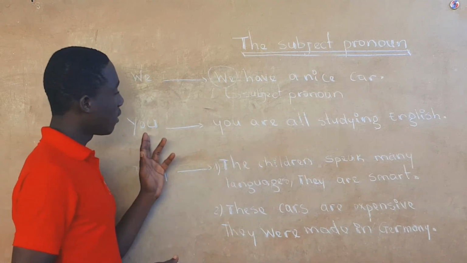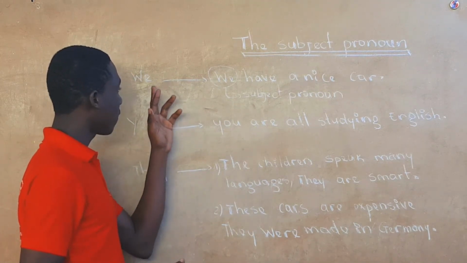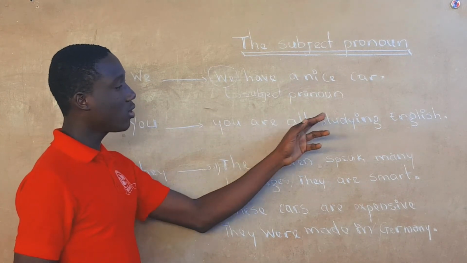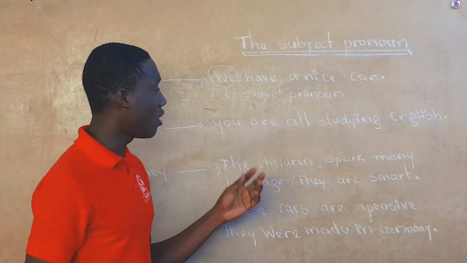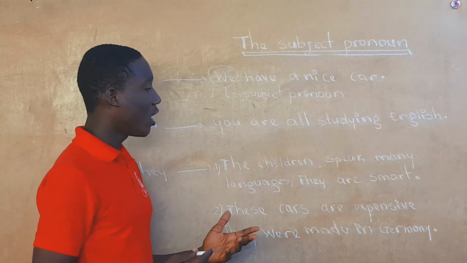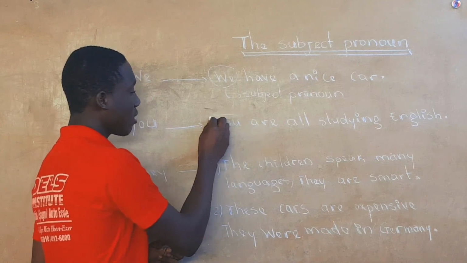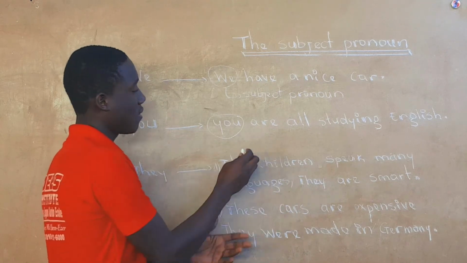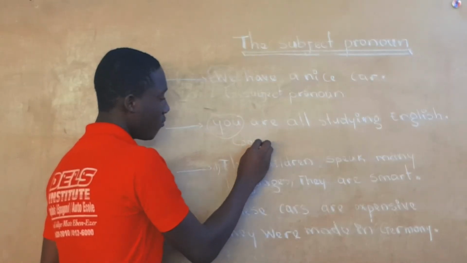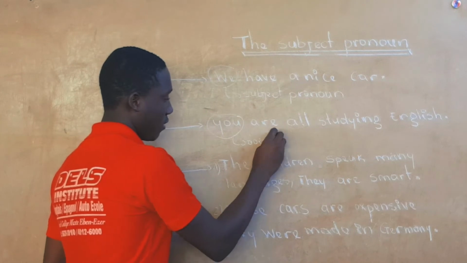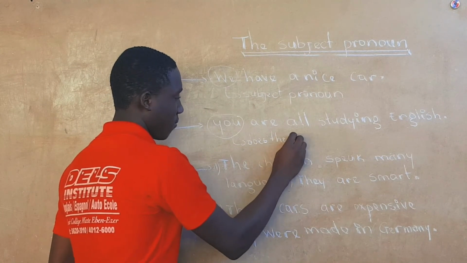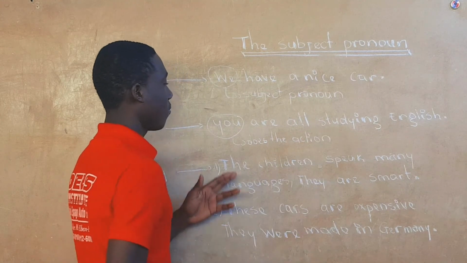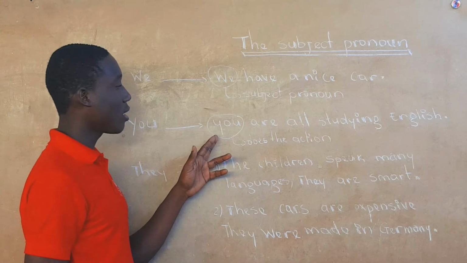Okay. The common subject pronoun after we is you. You are all studying English. Nous tout à étudier anglais. You are all studying English. In this sentence, you is the subject pronoun. And you does the action in this sentence. You does the action. And it is the subject pronoun also.